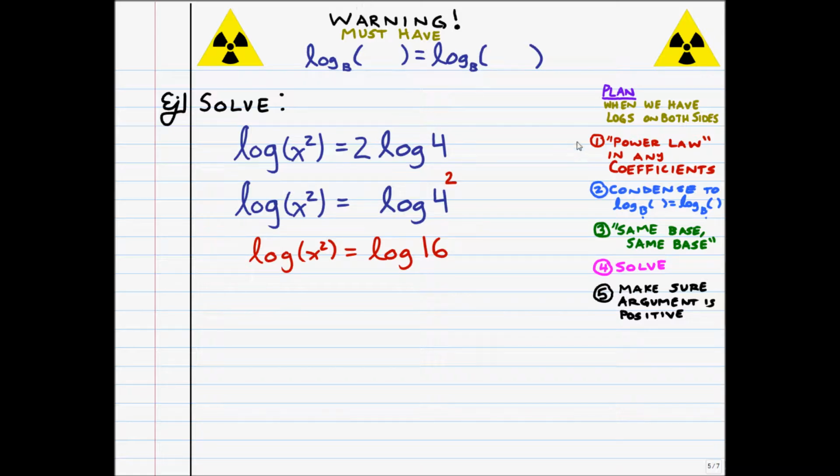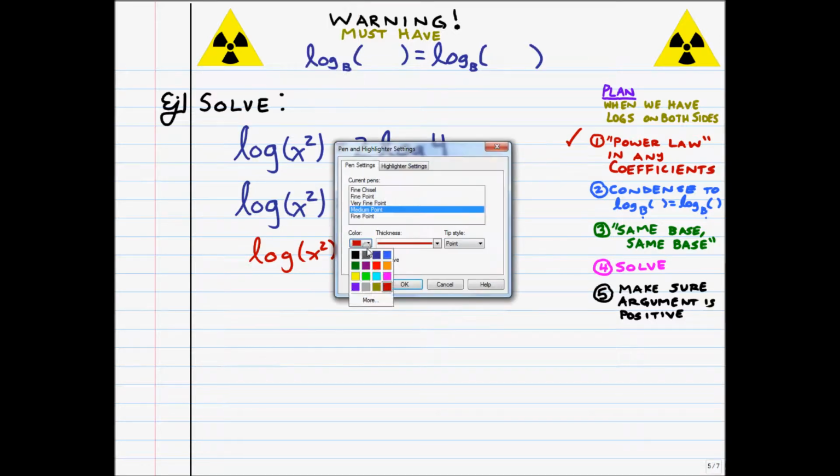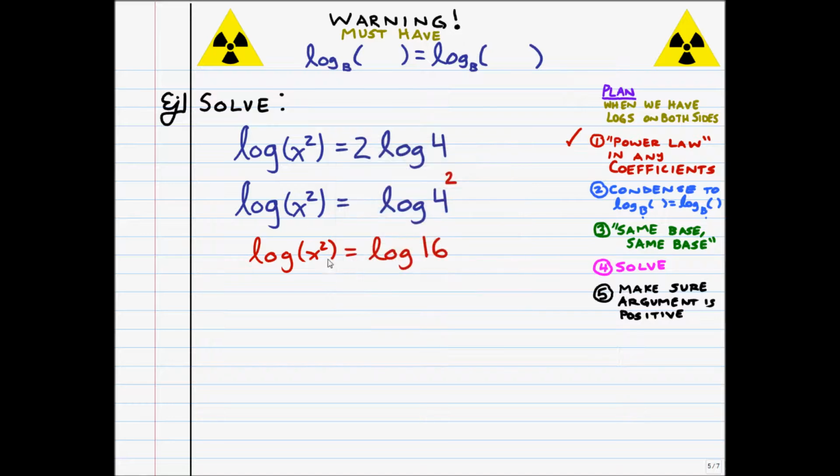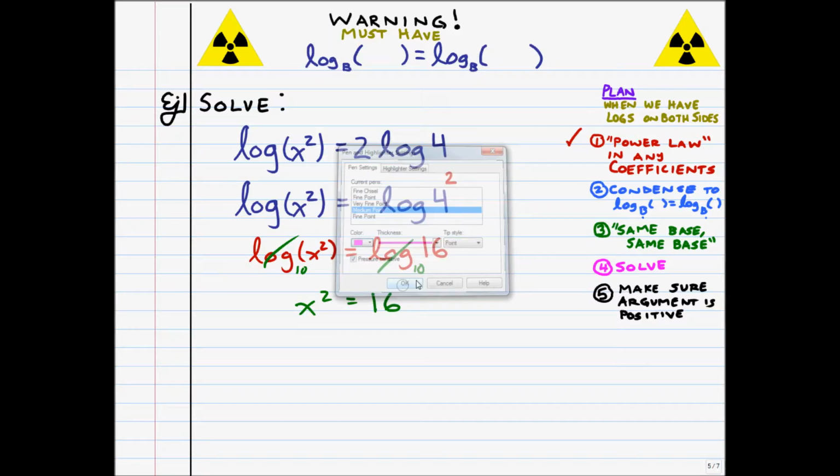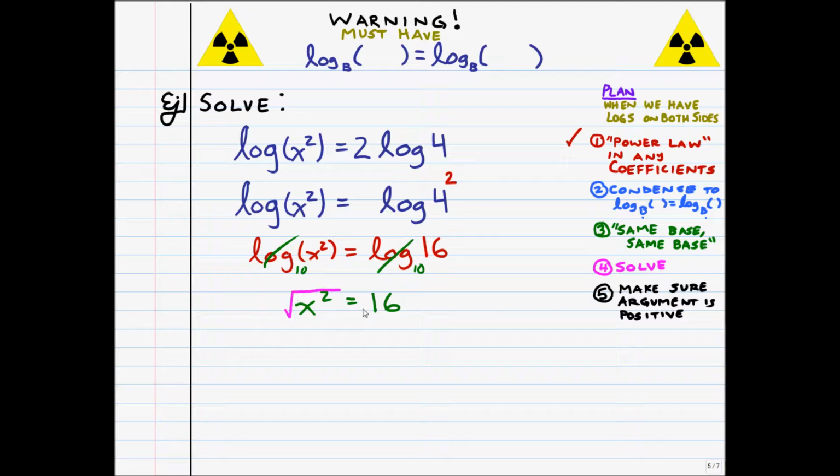Okay, so next, looking at the plan, we've done step 1. We've got the power law taken care of, condensing it. I'm going to say it's done. Let's go ahead and same base it. So log base 10, log base 10, same base. Logs are slayed. That leaves us with x squared equals 16. Good. No more logs. It was just a fake log anyway. So let's solve it. Boy, this problem seems kind of familiar. It's an awful lot like the last one. When we square root both sides, we need a plus or minus. So x equals plus or minus 4.